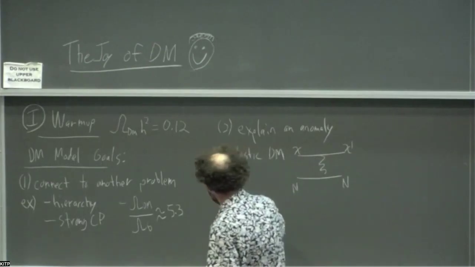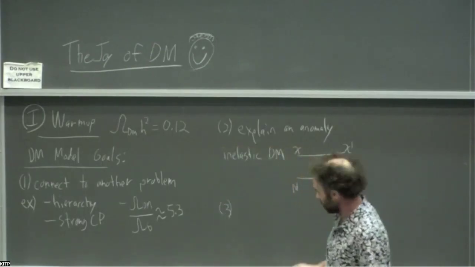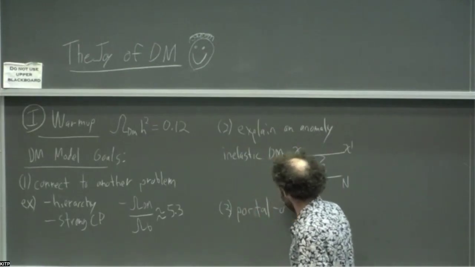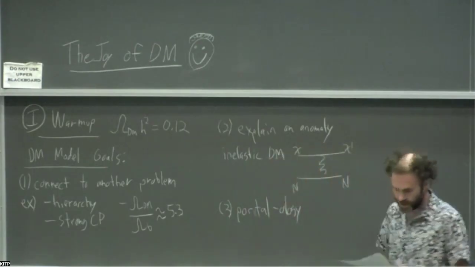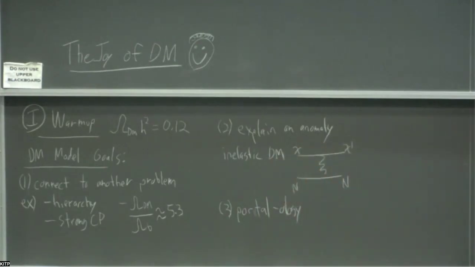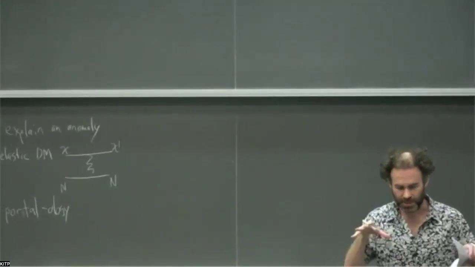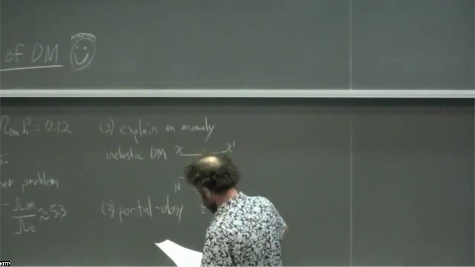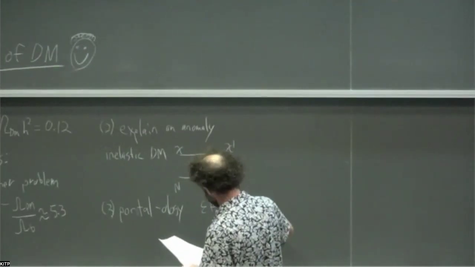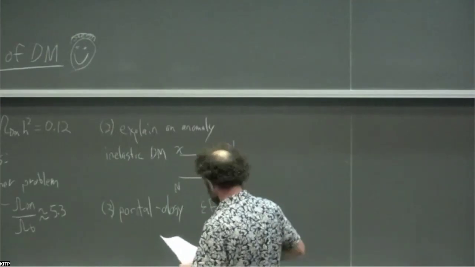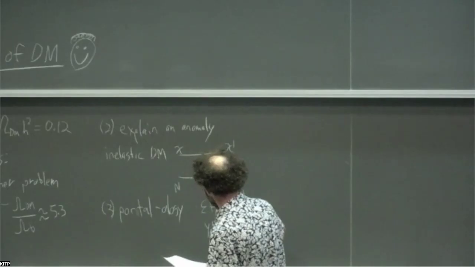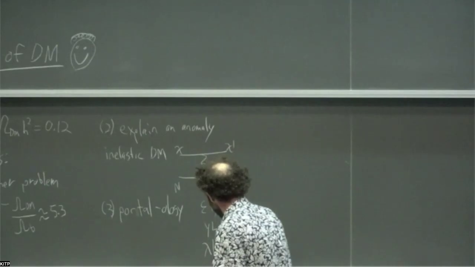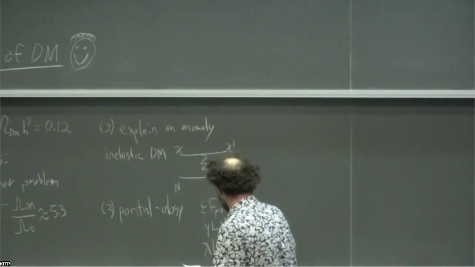Okay, another category: looking under the lamppost, or what I would call portalology, which is to think carefully about the different operators that might connect dark matter to the standard model and then study to death their phenomenology. So, for example, the kinetic mixing portal, the neutrino portal, the different Higgs portals, I call it, say, S.